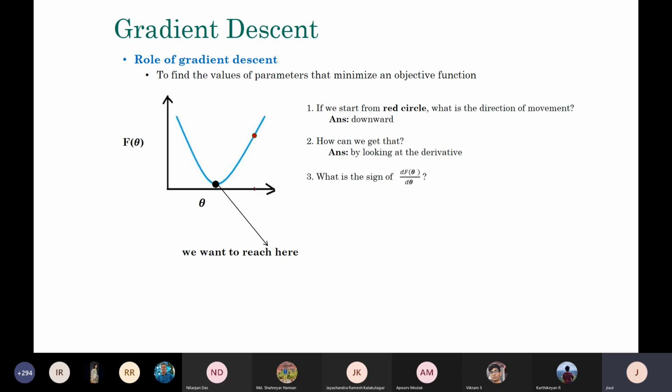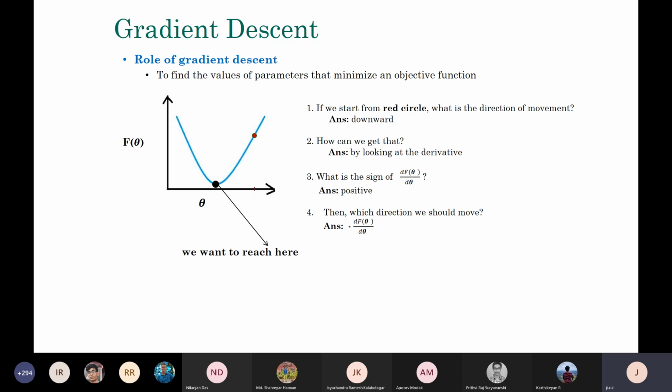All right. So what is the sign of the derivative here, at that red spot? Positive. It's positive. Okay. So now, which direction should we move? Left. If it is positive, then if you basically follow that direction up, you are not going to get the minimum value. So the opposite direction you have to move. So basically minus del f(theta) by del theta. That's the direction you have to consider, opposite to that.